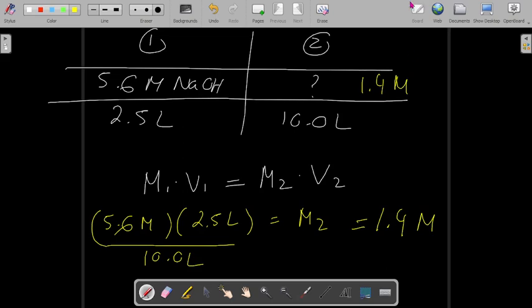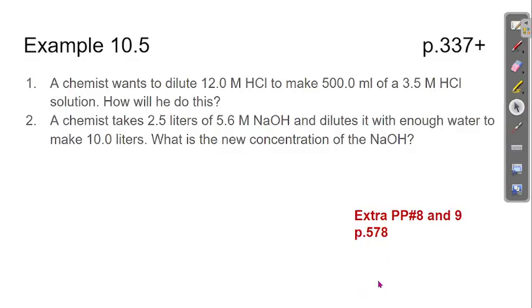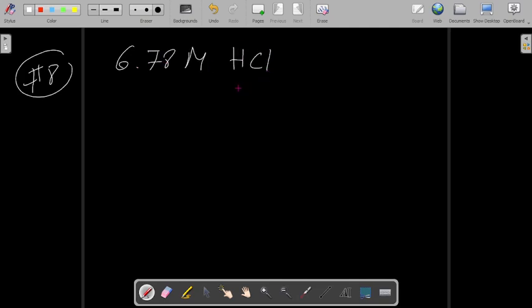Let's try some extra practice problems. Let's see what I told you a minute ago. So 8 and 9. Let me get my notes for 8. Let's start with 8. It says a chemist has a stock solution that is 6.78 molarity hydrochloric acid. That's the stock. That's what came in the bottle.